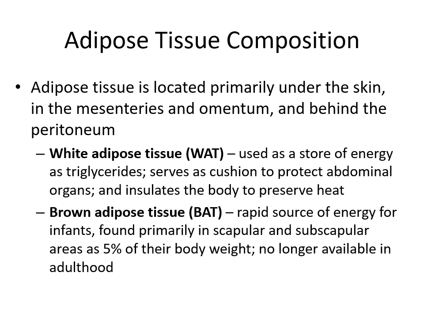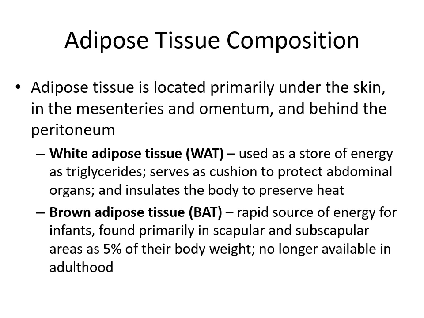Now looking at adipose tissue composition. So adipose tissue is located primarily under the skin, or subcutaneous fat, in the mesentery and omentum behind the peritoneum. Now there are technically two different types of adipose tissue. So we have white adipose tissue, and this is used as a store of energy in the form of triglycerides. This also serves to cushion and protect the abdominal organs and insulate the body to preserve heat.